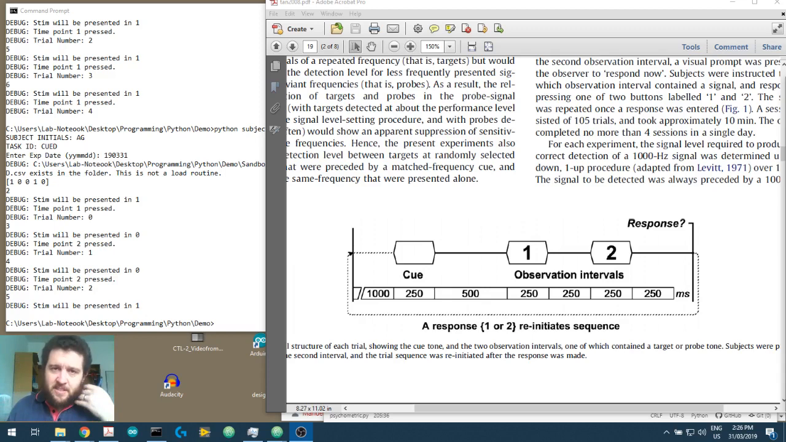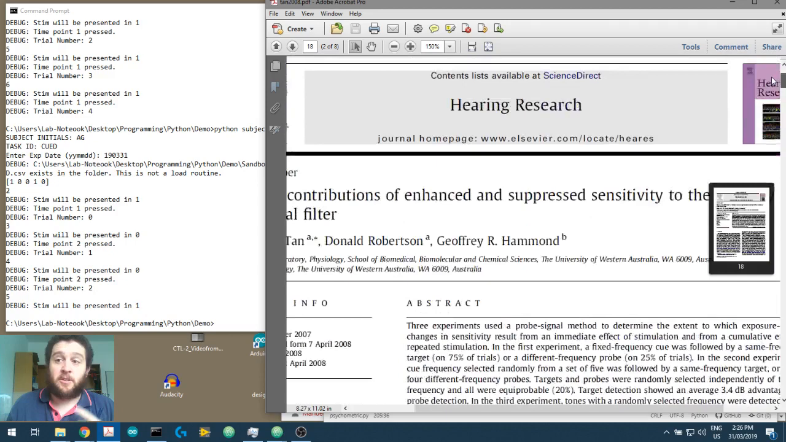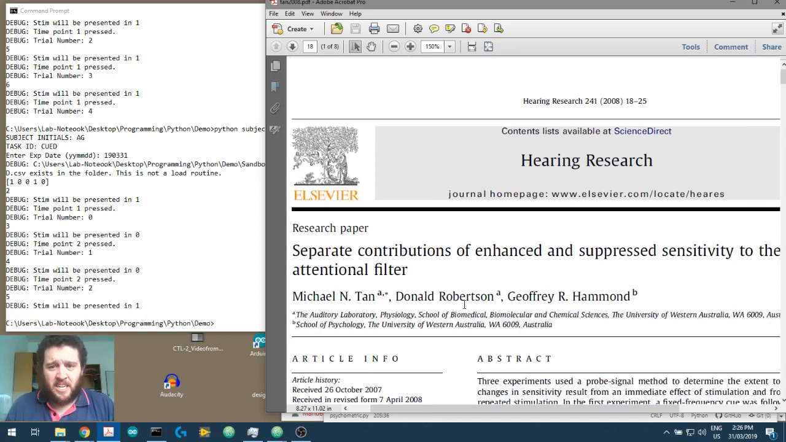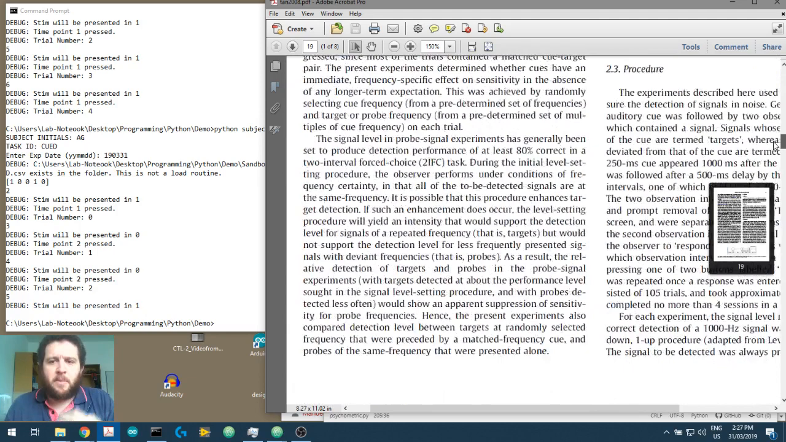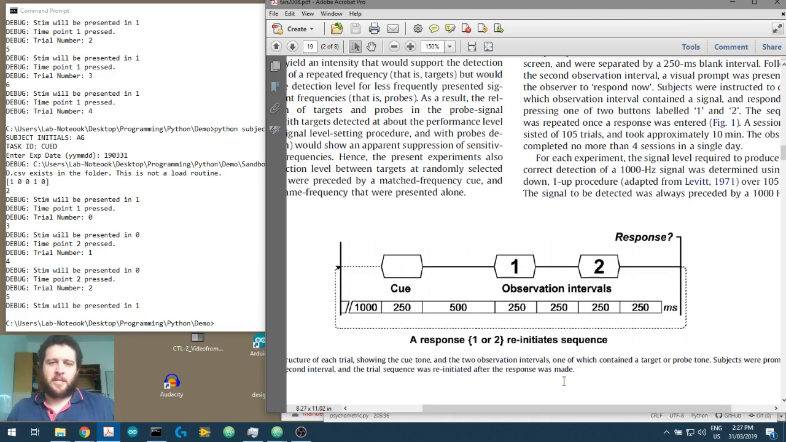What we're doing in this experiment and in our program is we're loosely basing our experiment on this paper by Michael Tan, Don Robertson and Jeff Hammond, published in 2008. So Mike, Don and Jeff, these are some guys that I worked with, and I did my PhD at the same time as Michael Tan did his PhD. We did it in the auditory lab at UWA in Perth. So I was one of the subjects for these experiments, and so I can remember a lot of the things that Mike designed and a lot of the approaches that he used. Okay, so anyway, we're loosely basing it on this 2008 paper.